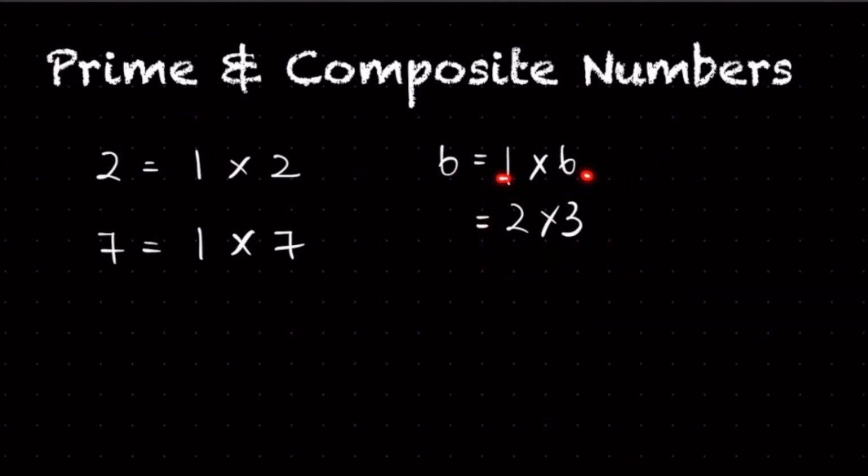Like 1, 2, 3, 6. So let's have another composite number. Are you thinking what I'm thinking? 15. 1 and itself, 3 and 5. So it also has 4 factors. So this is a composite number.